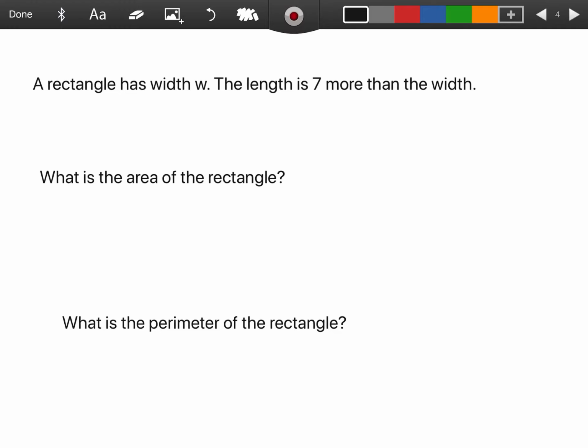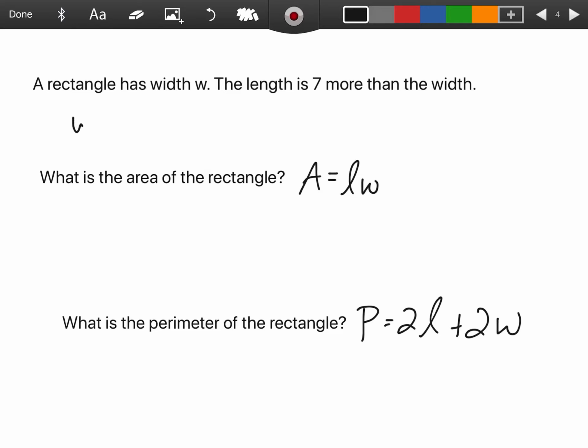All right, and our second example, we have a rectangle with width W. And then we know that the length is 7 more than the width. So what's the area of the rectangle and what is the perimeter of the rectangle? Well, let's start just by writing down those formulas again. I know that the area is equal to length times width, and I know perimeter is equal to 2 times the length plus 2 times the width of that rectangle.